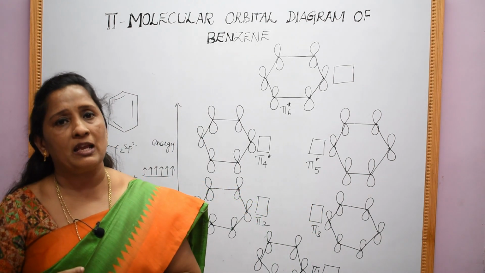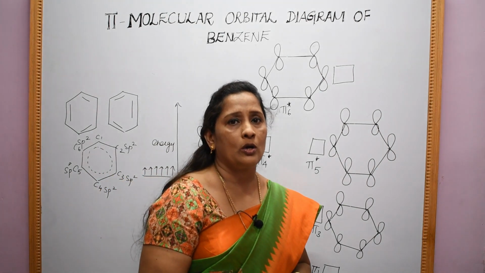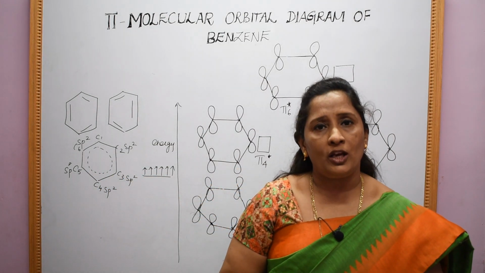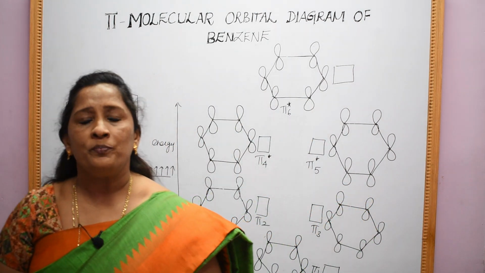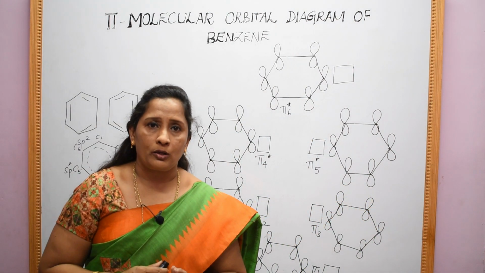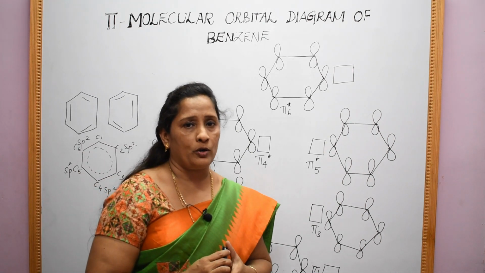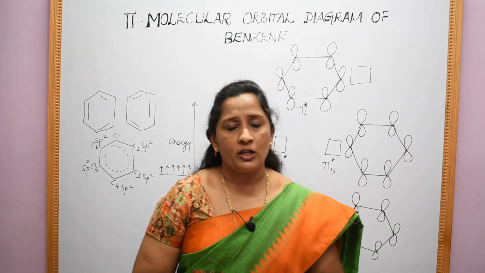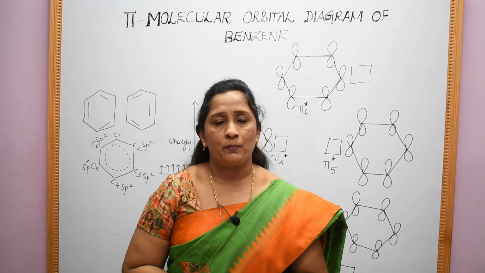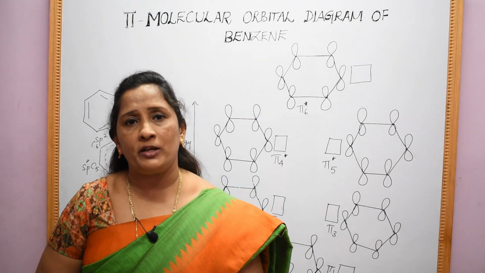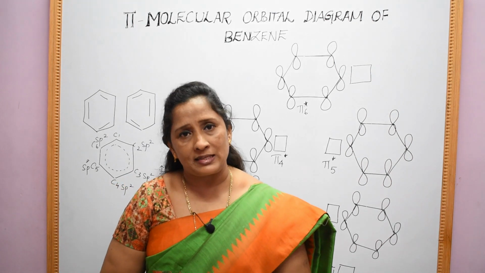Out of these 6 pi molecular orbitals, 3 are bonding orbitals and 3 are anti-bonding molecular orbitals. The 3 bonding molecular orbitals are represented as pi 1, pi 2 and pi 3, and the anti-bonding orbitals are represented as pi star 4, pi star 5 and pi star 6.